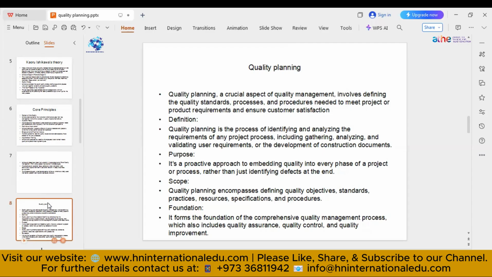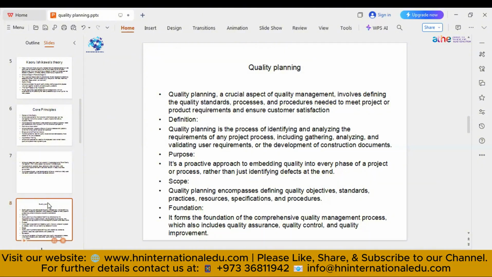Your customers. The ultimate user is the customer. So it should be according to the customer's satisfaction, according to the needs and expectations. Purpose: it's a proactive approach to embedding quality into every phase of the project or process rather than just identifying defects at the end. From the start, you should try to encompass the quality of the product. It should not be in the end. It should be from the start. So that's why we say proactive approach.